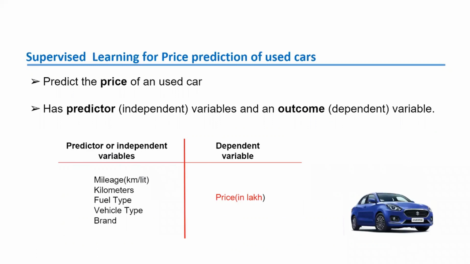Now, a supervised learning problem for price prediction of used cars will have independent and dependent variables, as I told you, right? These are the independent variables and this is the dependent variable. This is also called the predictor, and this is also called the outcome. You can say dependent variable or outcome, and here you can say predictor, or independent variables.